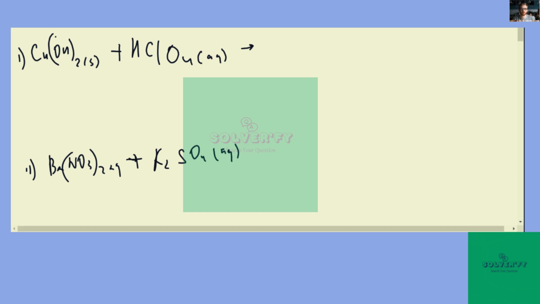We have to complete several equations in the molecular form and then write down the same equation in the net ionic form. The first one is a reaction between solid copper(II) hydroxide and HClO4. So it forms copper perchlorate, Cu(ClO4)2, which is aqueous, so that's dissolved in water, plus 2 molecules of water, which is liquid.